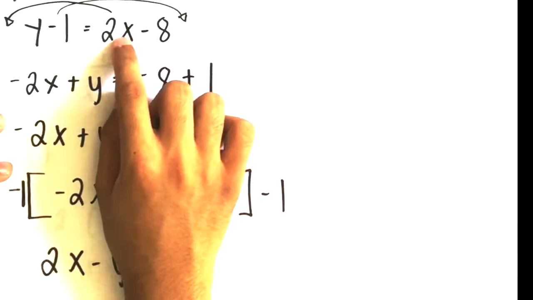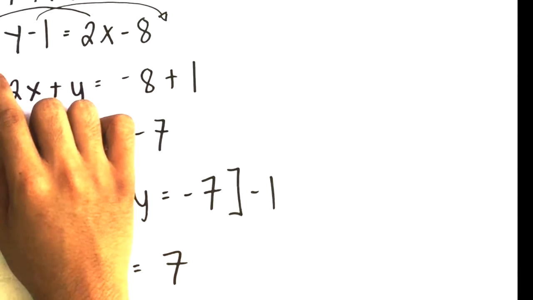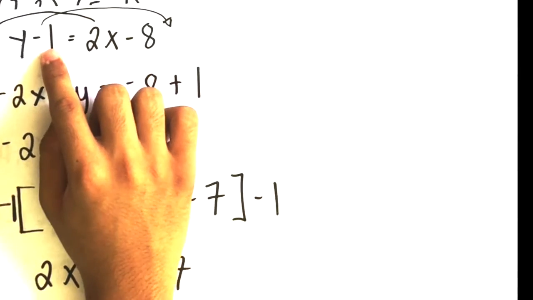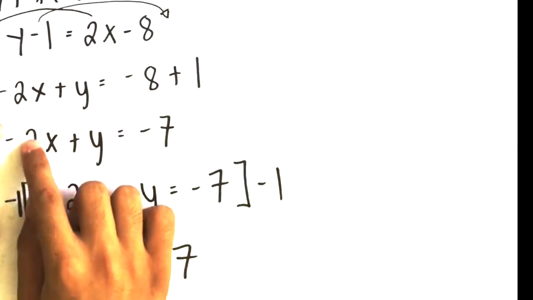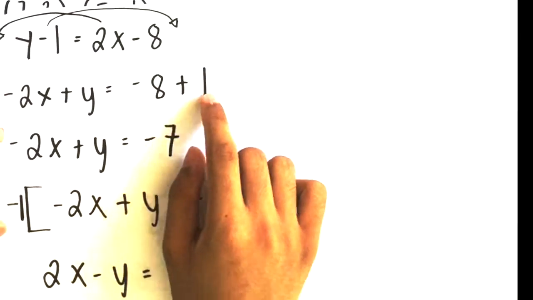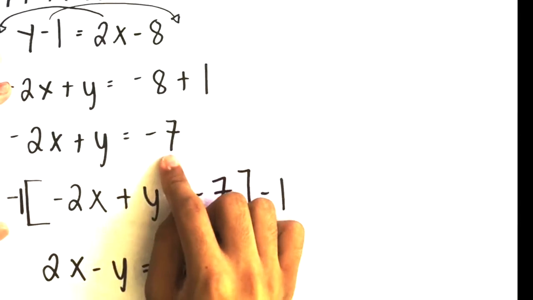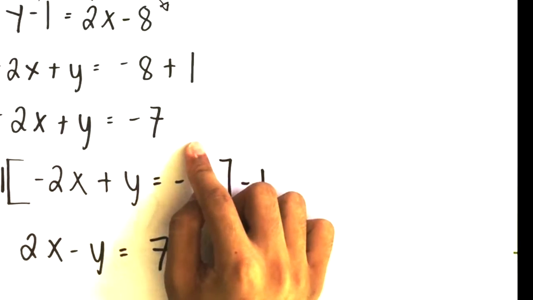We will transpose 2x, so that 2x will become negative 2x, and we will also transpose negative 1, and negative 1 will become positive 1. Negative 2x plus y equals negative 8 plus 1. Negative 8 plus 1 is equal to negative 7. Negative 2x plus y equals negative 7.